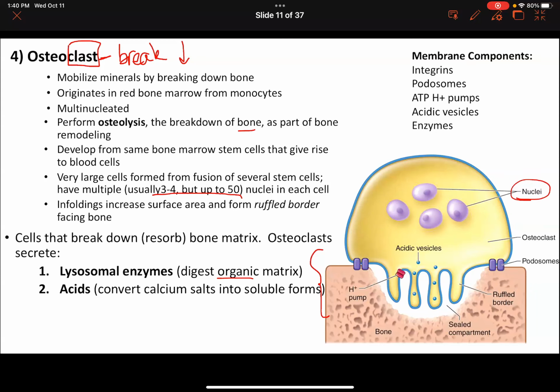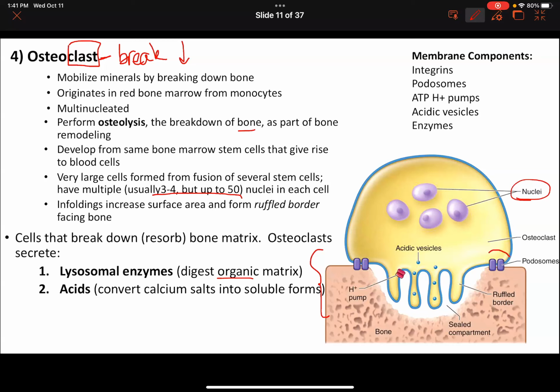Components of the membrane of an osteoclast are important because it allows them to do their jobs. So some of these components of the membrane are going to include integrins. And what these integrins do is the integrins allow the osteoclast to be able to bind to the bone matrix. So there's special proteins that allow for that binding between the cell and the bone matrix.